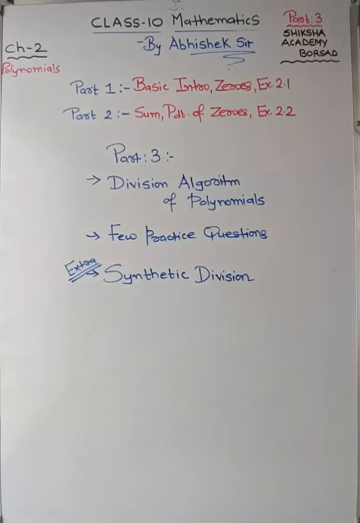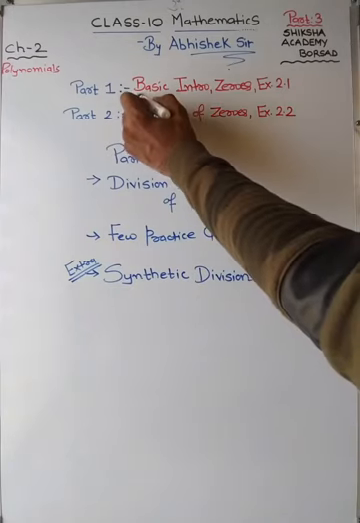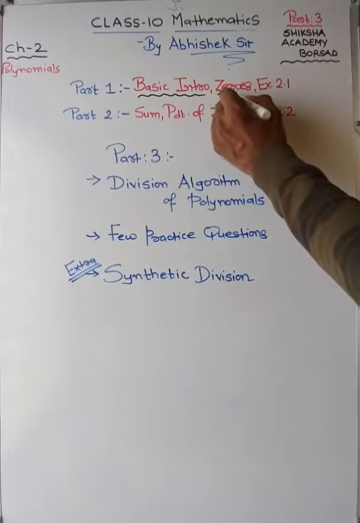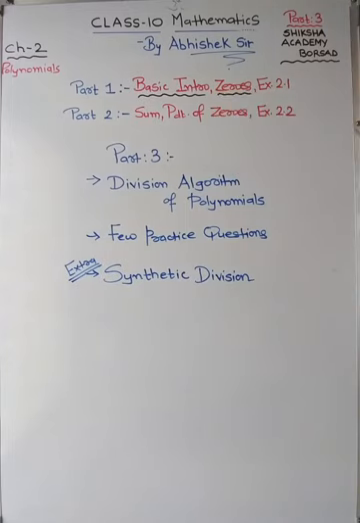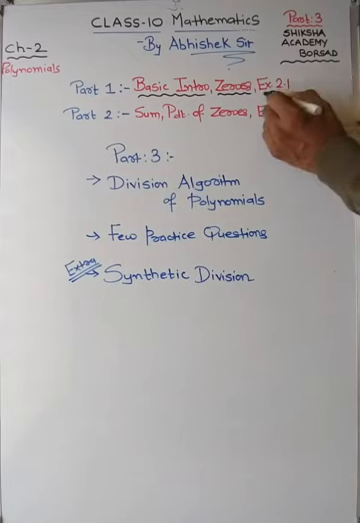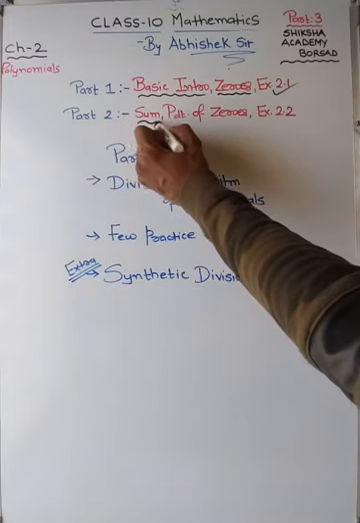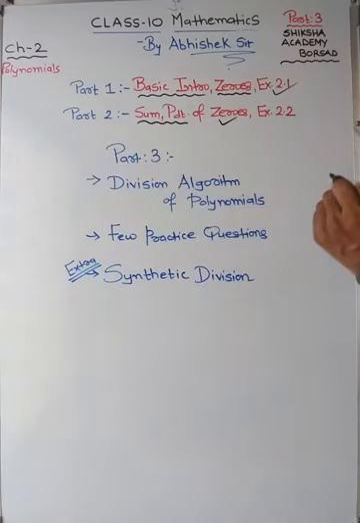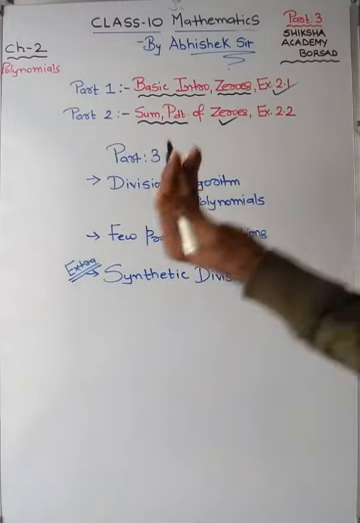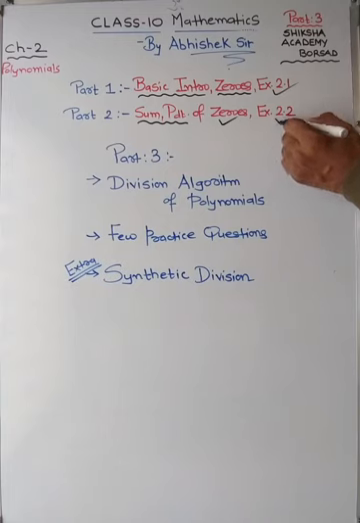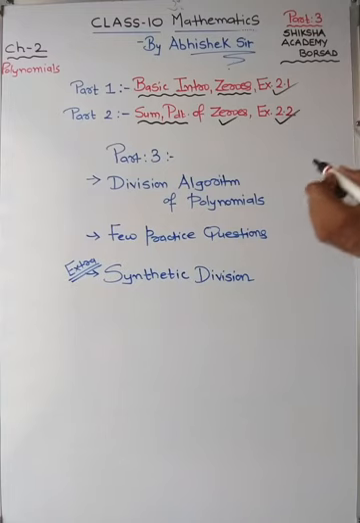Friends, in part 1 we have done all the basic introduction of polynomials. Then we also studied zeros and their geometrical meaning. Then we finished exercise 2.1. In the part 2 video, we saw the sum and product of zeros, the relationship between zeros and coefficients of the polynomials, and then we did each and every sum of exercise 2.2.